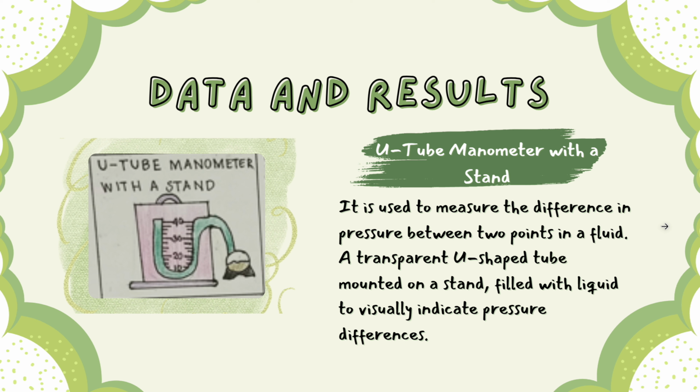Next, the U-tube manometer is used to measure pressure differences between 2 points in a fluid. It's a U-shaped glass tube, partially filled with liquid and mounted on a stand for easy reading. By observing the height difference between the two arms, we can calculate the pressure changes. A simple yet accurate method that remains widely used in laboratories and industrial systems.